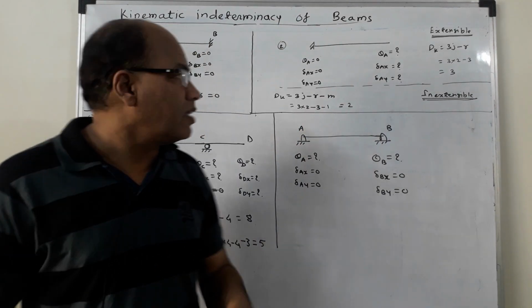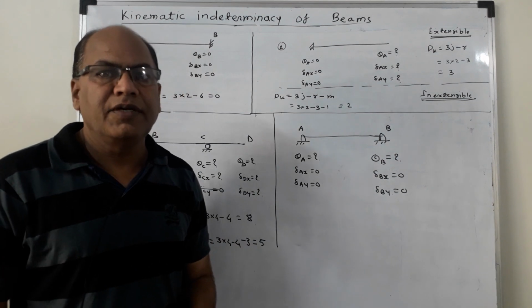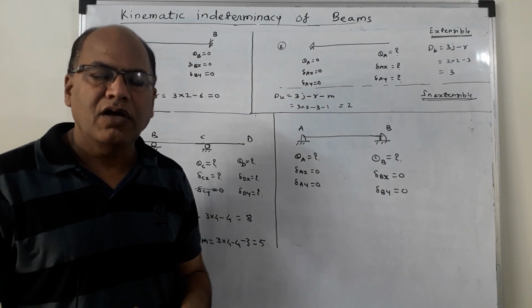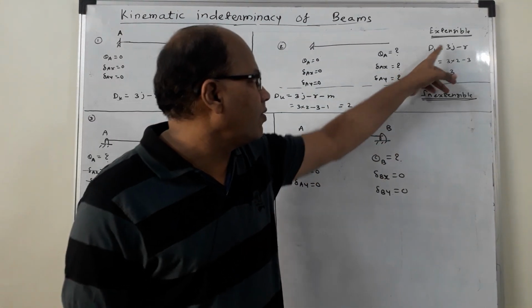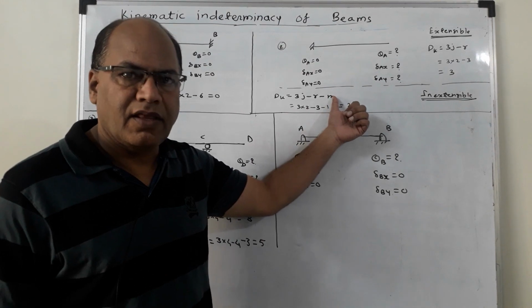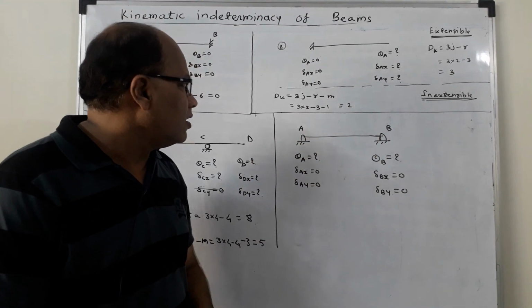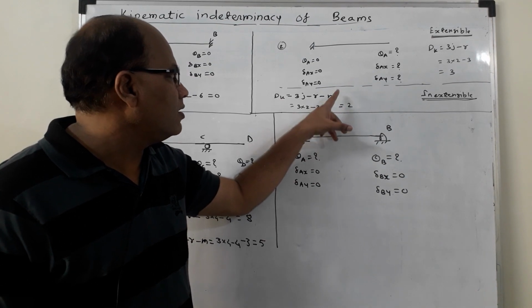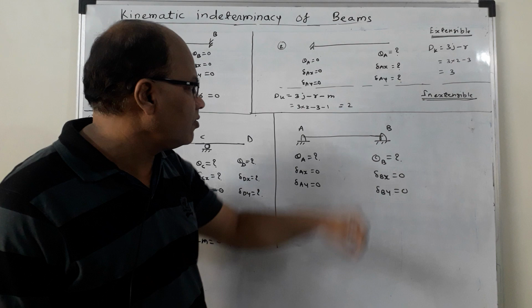If it is mentioned that the beam is inextensible, it means the beam is rigid and no axial deformation is possible. In such a case, the formula to be used is 3j minus r minus m, where m is the number of members which are rigid. Here we can see that there is only one member, which is the beam.